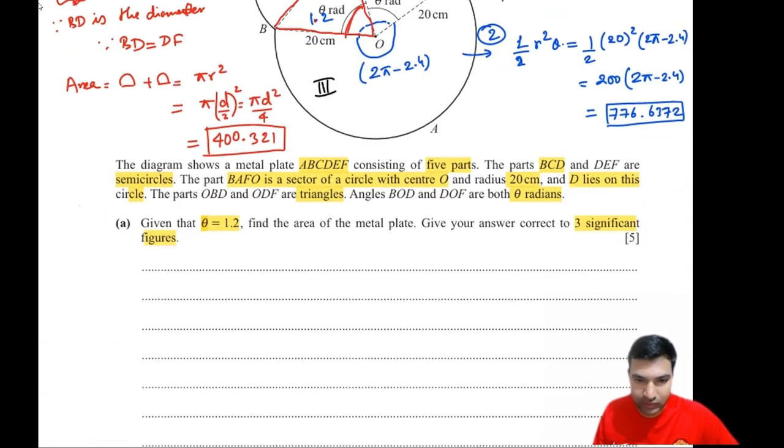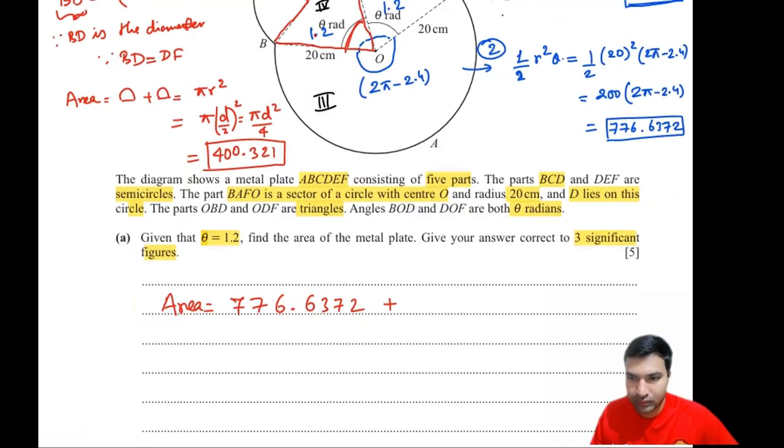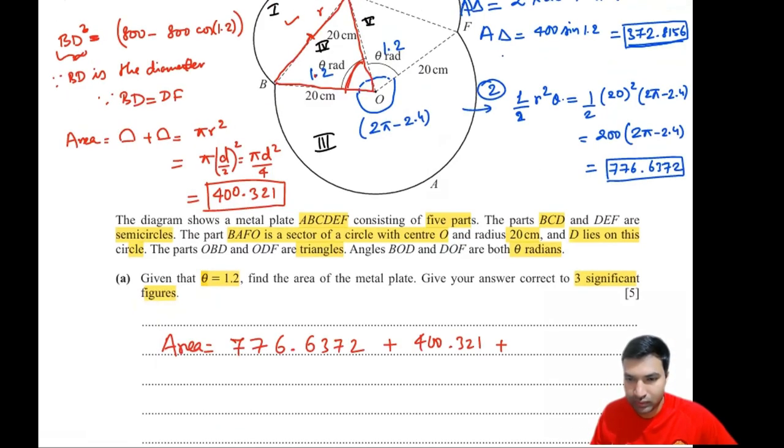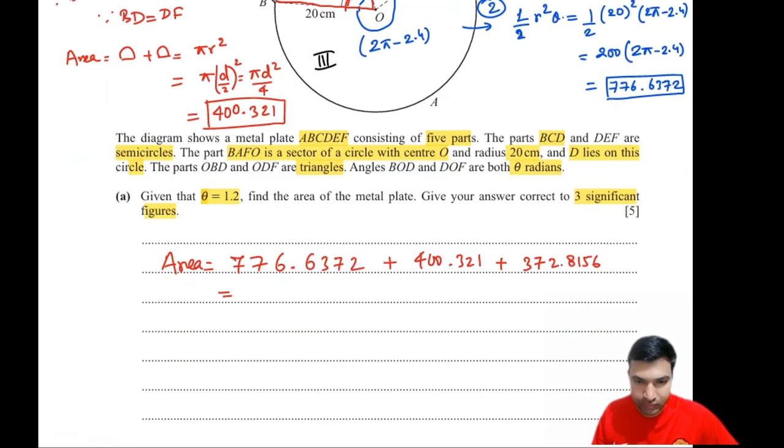So the first thing I got was 776.6372, and this is the net area of the entire figure. I hope you understood how I've done this. Plus 400.321 plus 372.8156. If I add them together, I basically get 1549 something. They have asked us to convert it to three significant figures. So if you round it off, you will get 1550 centimeters square.